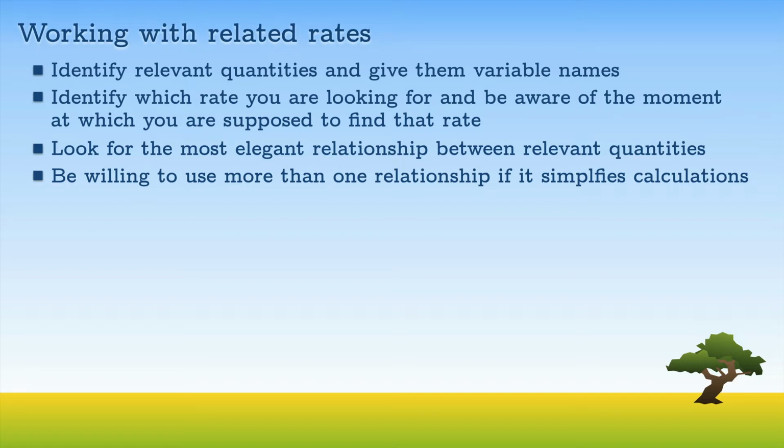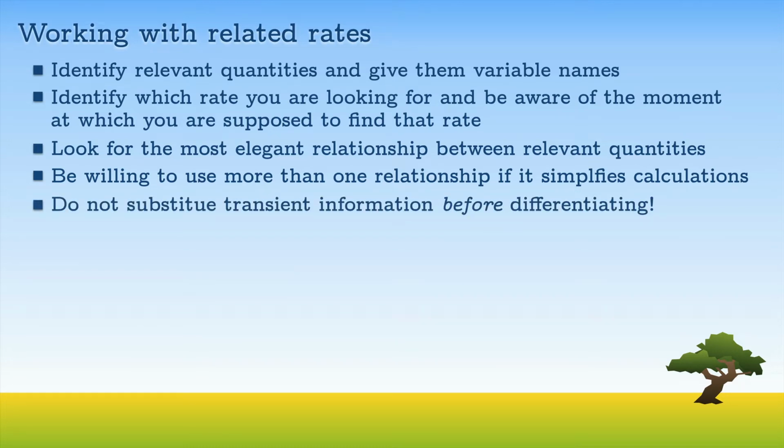Now, in these 3 worked examples, we won't see a good example of this, but this is something to keep in mind. Do not substitute transient information before differentiating. So if a quantity Q is changing and you want to find a certain rate when Q equals 10, you don't want to substitute 10 for Q before you differentiate, because that'll mean you've basically made Q a constant function. So make sure that you differentiate first before substituting in information that happens to be true at the moment you care about.